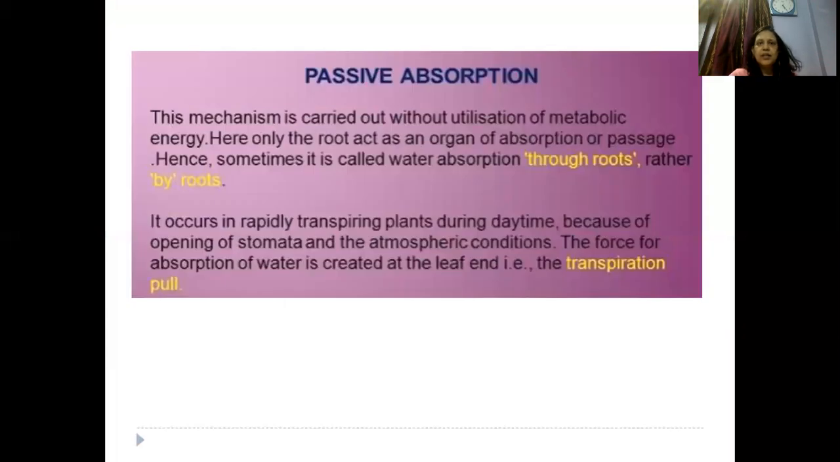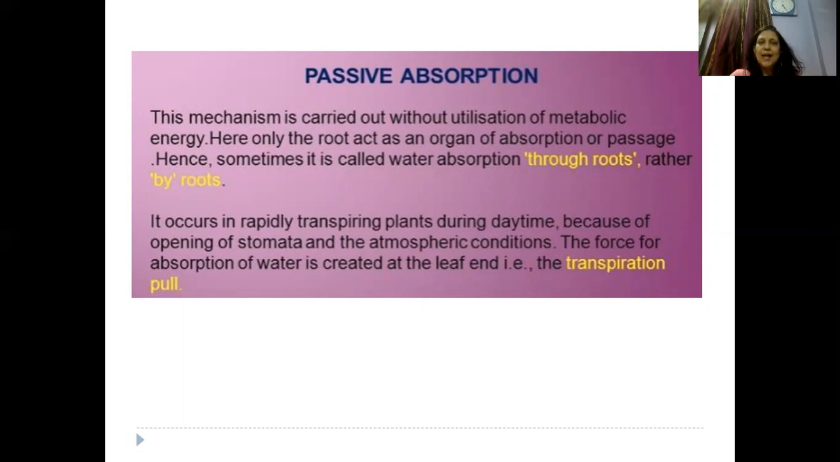Now what do you understand here? See, this mechanism is carried out without the utilization of metabolic energy. That means no energy is being used here. Here only the root acts as an organ of absorption or passage. Hence sometimes it is called water absorption through roots rather than by roots. Okay, so no energy is being used in this. Okay? Now what happens?